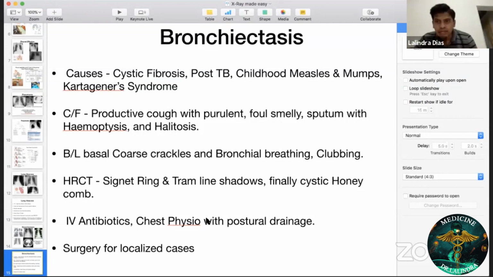You need to give antibiotics to treat the infection. And chest physiotherapy is so important. You put the patient head low like this. So that is called postural drainage. We use the posture to drain all these infected sputum. So that is called chest physiotherapy with postural drainage. And if you have localized bronchiectasis, you can do surgery, but usually it's difficult. So you have to go for antibiotics, postural drainage, things like that.